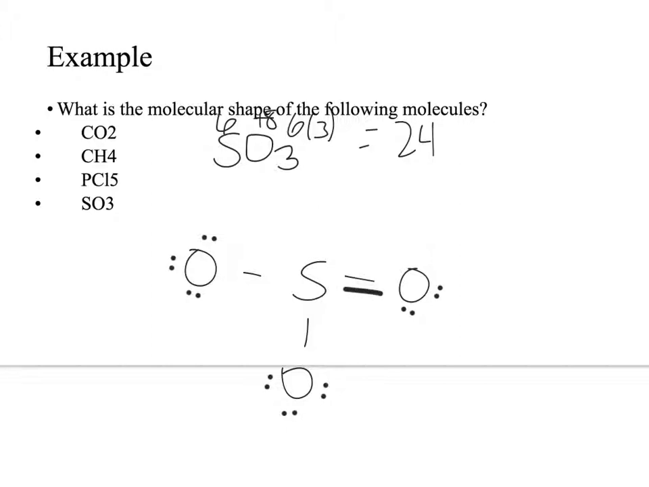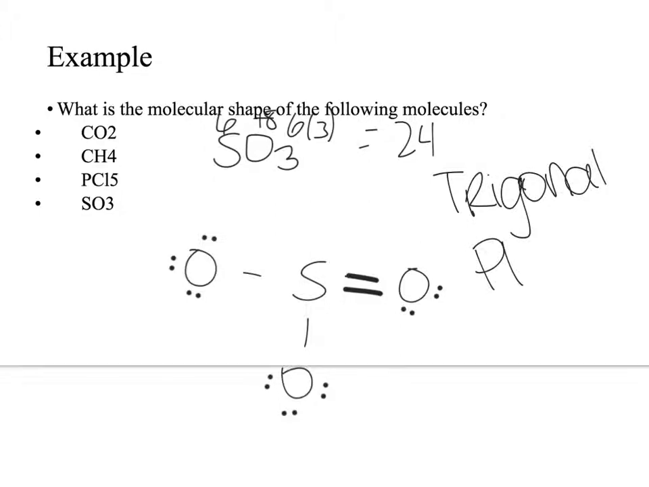So I'm going to make a double bond. A fat double bond. Again, that could have gone here or here. It doesn't really matter. But that's sulfur. Now we have 1, 2, 3 atoms bonded to the central atom, and the central atom has no lone pairs. That is then trigonal planar.